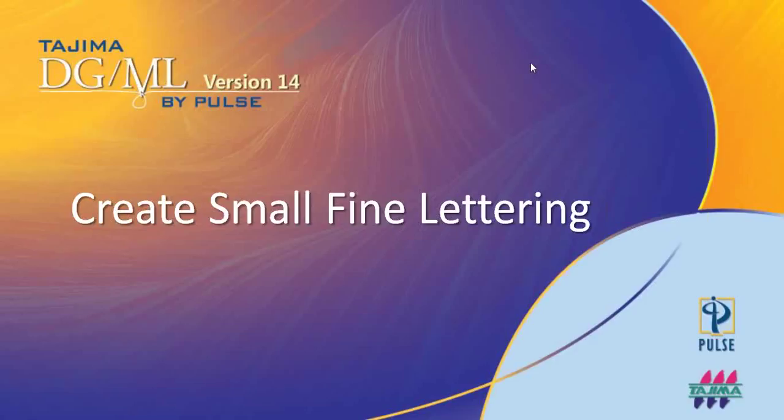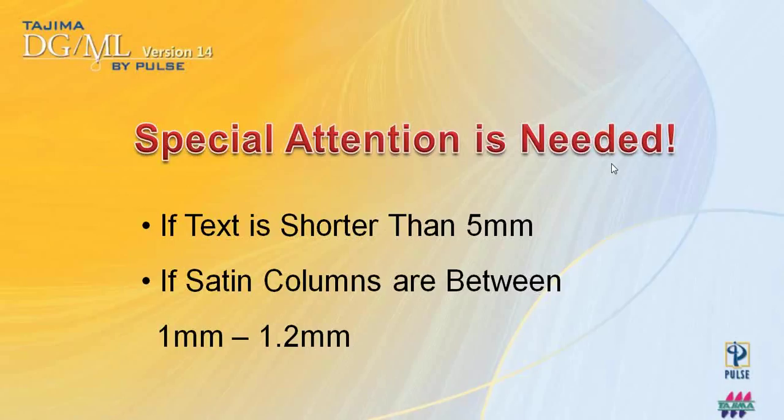Today's topic will be Create Small Fine Lettering. This webinar is designed to show you how to deal with small embroidery text and give recommendations. Special attention is needed whenever your text height is shorter than 5 millimeters, or if your satin columns become so narrow that they are between 1 and 1.2 millimeters. That's when you really need to be careful and apply many of the things that we are going to learn today.